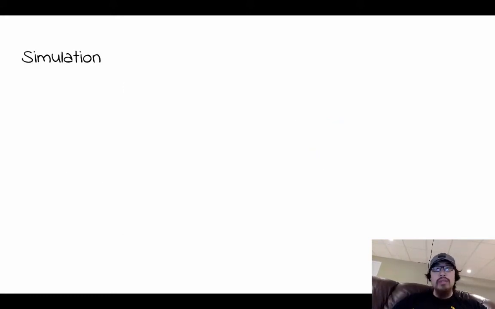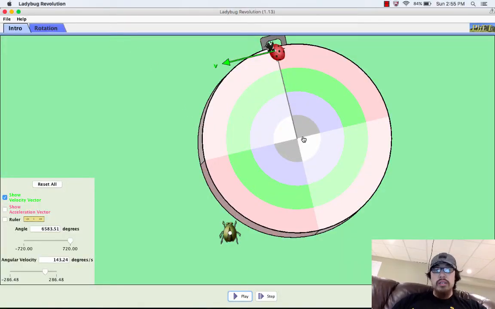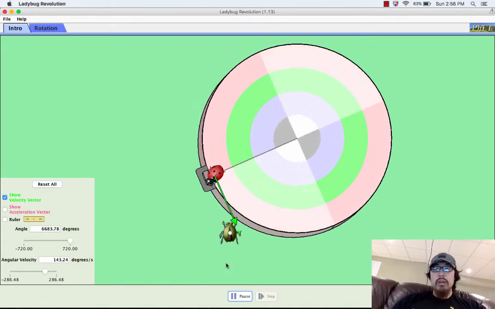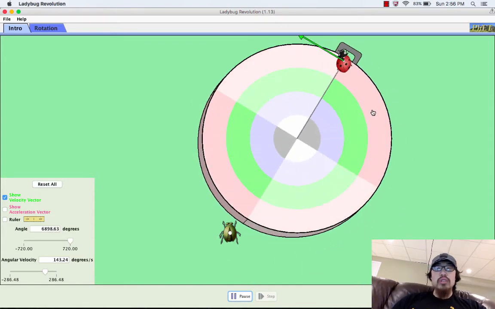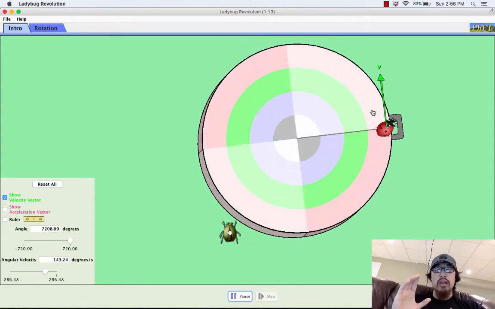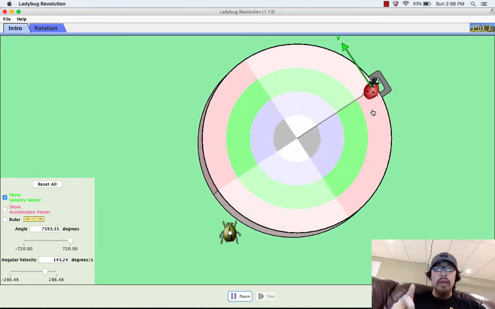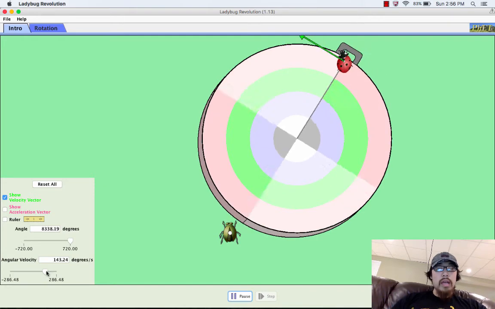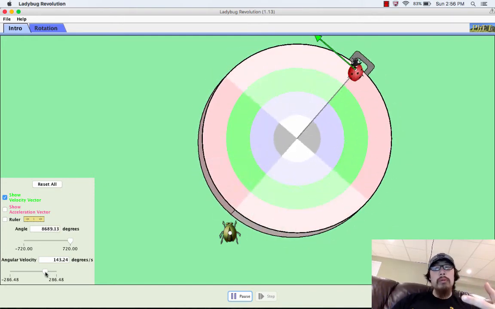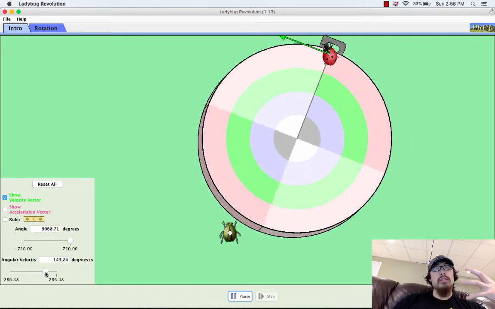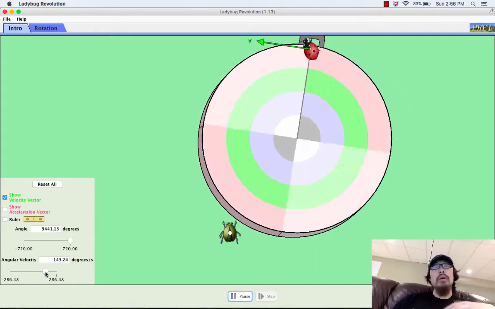I'm going to show you a simulation, and this simulation we are going to be working on in class. All right, so let's take a look at this simulation. In this simulation, we have a ladybug, and in green, that is our tangential velocity. So if I push play, notice that the tangential velocity is constantly changing, okay? But the direction is always going to be tangential to the circle, okay? And if, let's say, we speed up this little merry-go-round, all right, that means the ladybug will be moving faster.